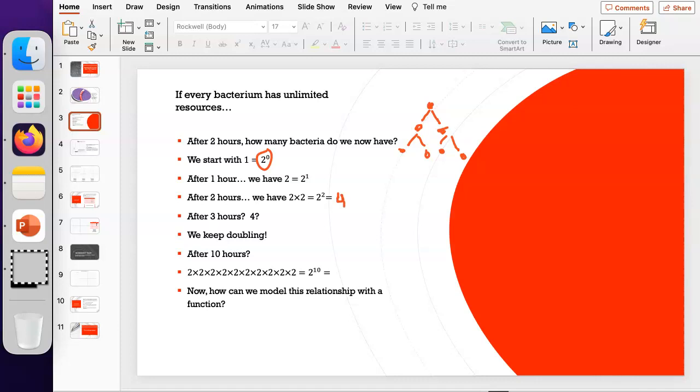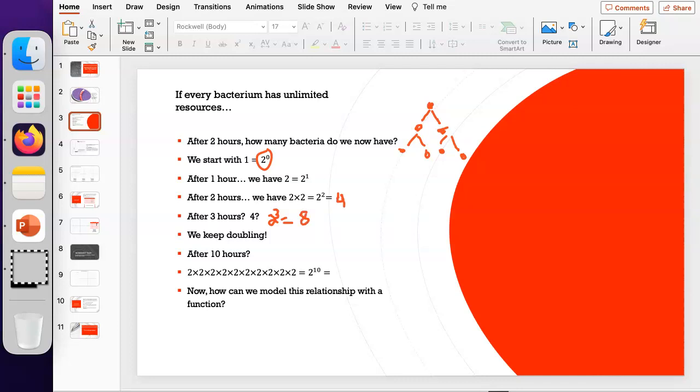Well, after 3 hours, this one's going to be split into another 2. This one's going to be split into another 2. This one, and then this one. So after 3 hours, well, if we follow the pattern that we were getting here, I started with 2 to the 2nd, and if we follow the pattern, I'll have 2 to the 3rd. Well, that's just 2 times 2 times 2, right? And that gives us, well, 2 times 2 is 4. Times 2 would give me 8.